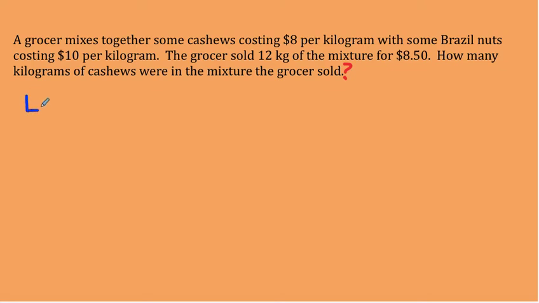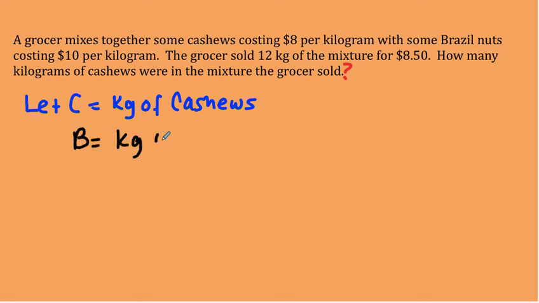All right, so first I'm gonna let C equal the kilograms of cashews that we're looking for, because that's what the question's asking me for. So that's what I know I want to find. All right, and then I'm going to let B equal the kilograms of Brazil nuts. Okay, so the nice thing about that is now I've got my two variables, and I know that I'm going to be writing a system of equations, so I need two equations.